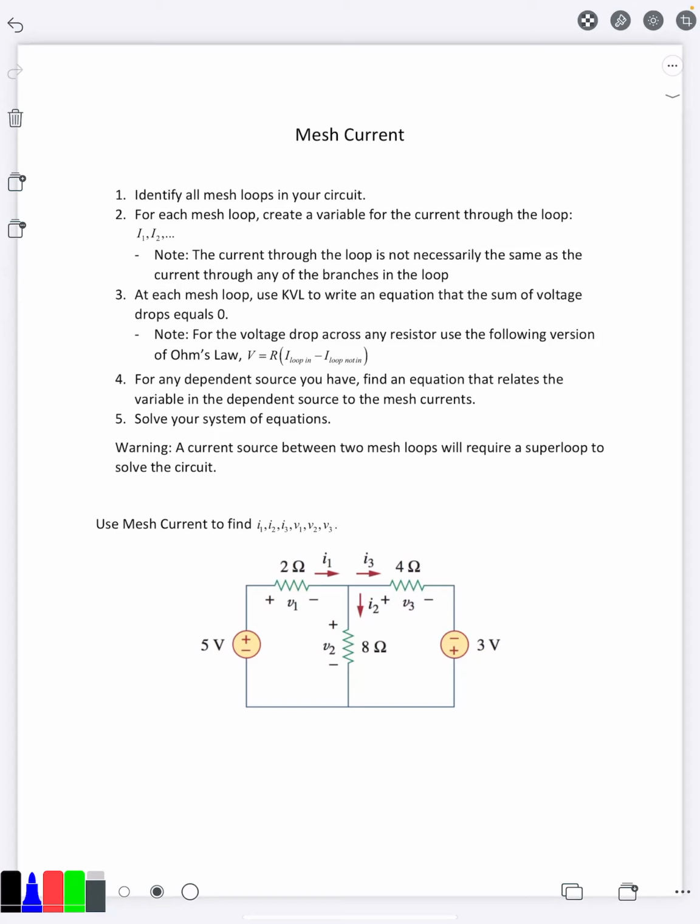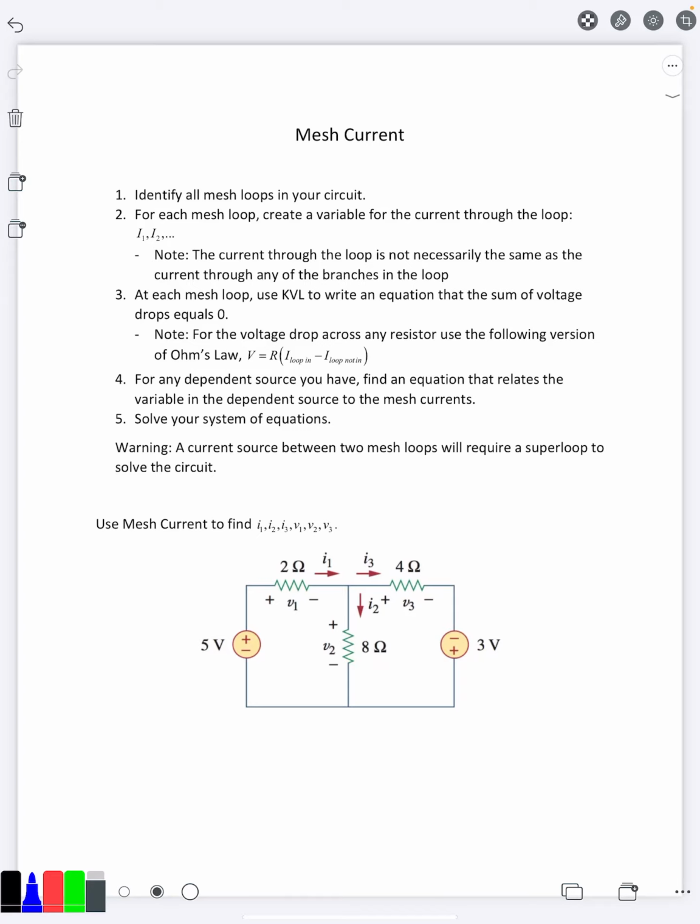In this video, we're going to describe how the mesh current technique will work in order to solve circuits. So the first thing you do is you identify your mesh loops in your circuit, however many there may be. For each mesh loop, you're going to have a variable indicating the current through the loop.